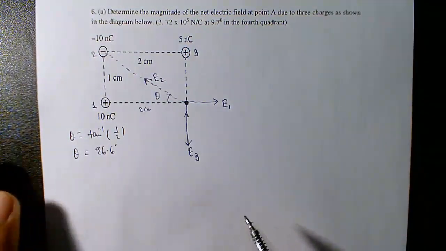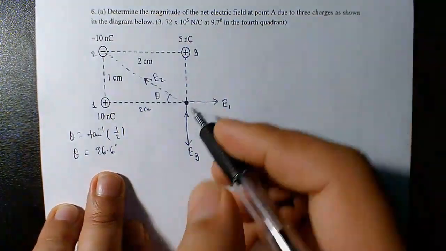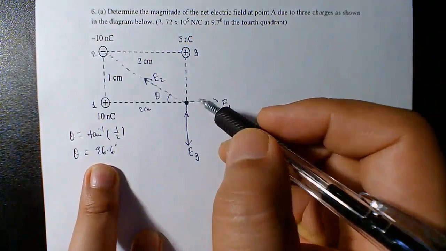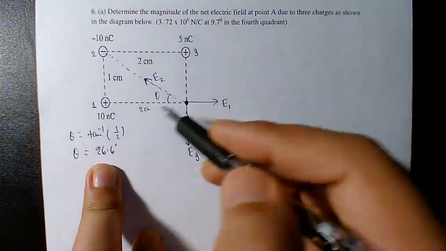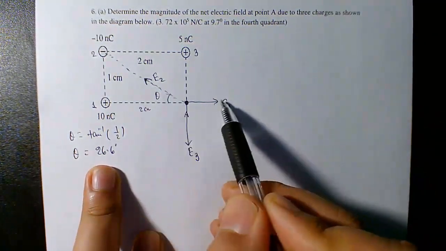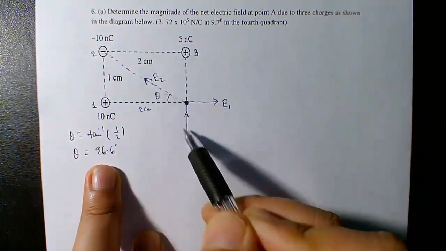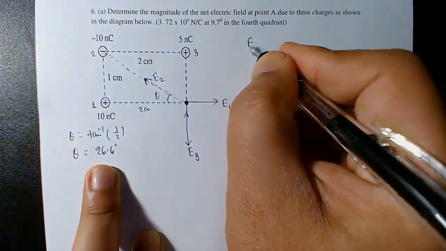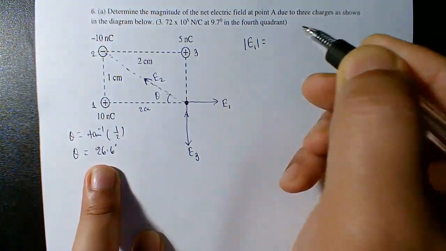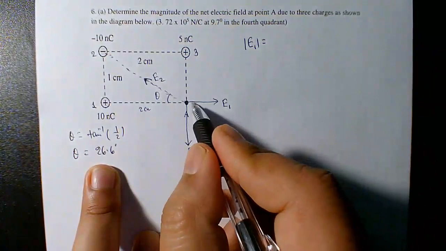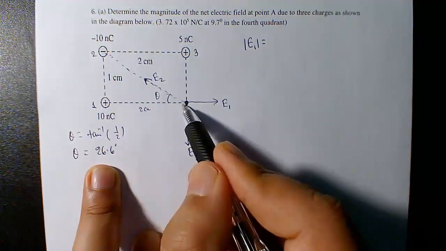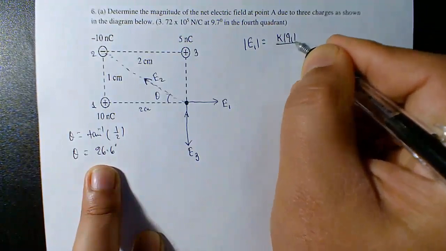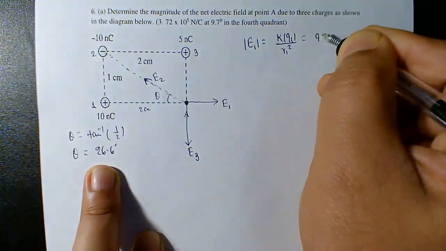First find that out. Remember, our recipe to solve the electric field problem is, first, draw a clear free body diagram for each electric field. Second, find each magnitude using the formula. So E1, the electric field at a distance of 2 centimeters from the first charge, is K Q1 magnitude over R1 squared. K is 9 times 10 to the power 9.